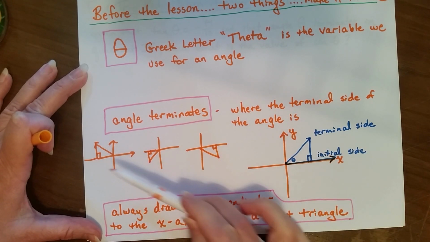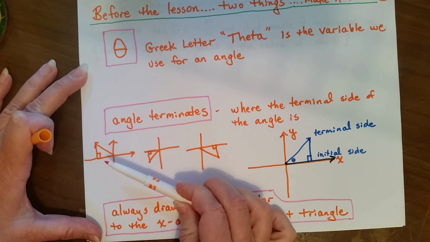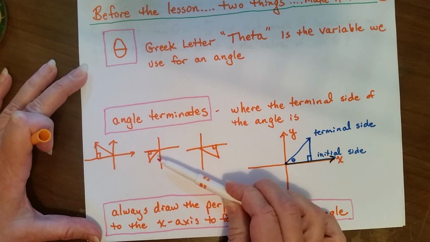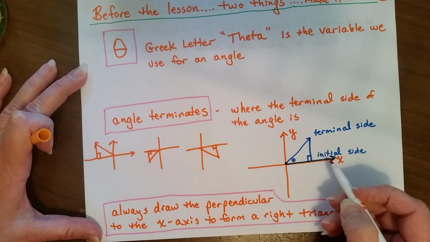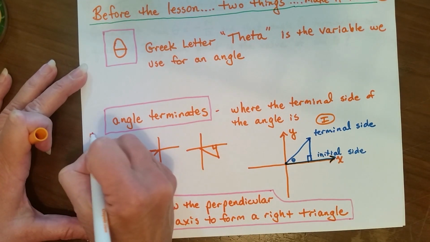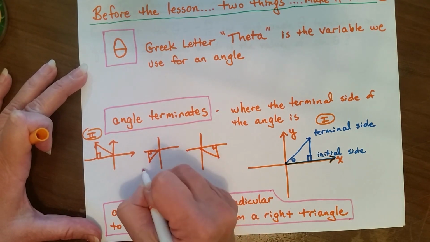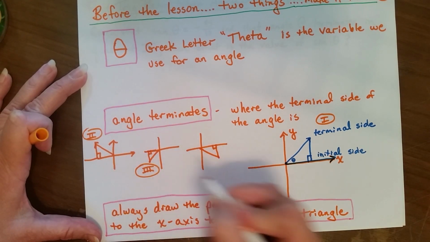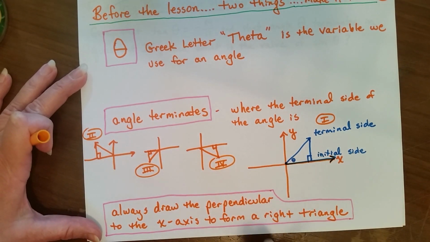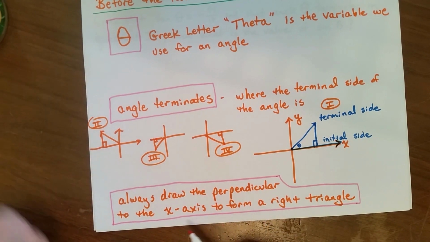So you're always going to make a triangle where the perpendicular comes to the x-axis. This is if it terminates in the first quadrant. This is if it terminates in the second quadrant. This is if it terminates in the third quadrant. And this is if it terminates in the fourth quadrant. So always draw the perpendicular to the x-axis to form a right triangle.